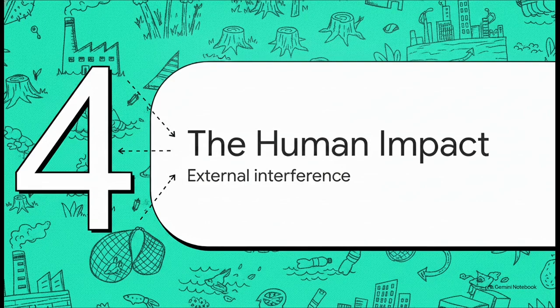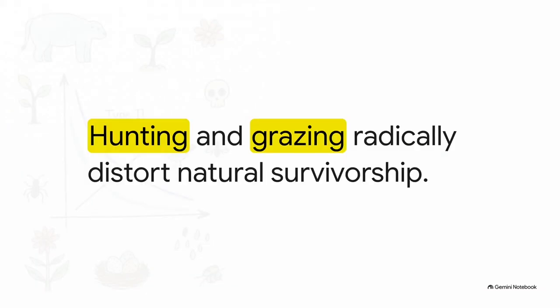Section 4. The human impact, looking at external interference. All right, so we've successfully mapped out the natural baselines for these species, but our ecological investigation really isn't complete until we look at the ultimate plot twist, which is external interference. I mean, what actually happens when you introduce human variables into the mix?